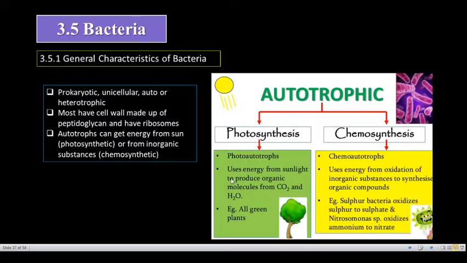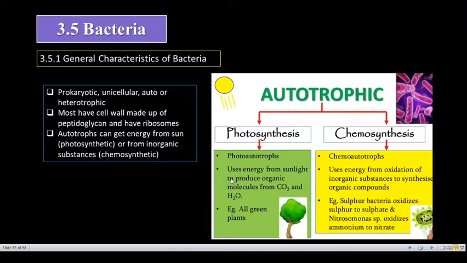And your bacteria class is quite different from the other types of microorganisms because they can be both autotrophic and heterotrophic. So, pwedeng dalawahan. Okay, what do you mean by autotrophic? Meaning they produce their own food, just like your plants. They perform photosynthesis. On the other hand, your heterotrophs consume other organic or dead organic materials in order to get nutrients.